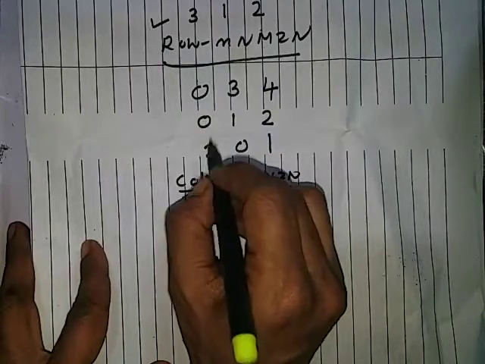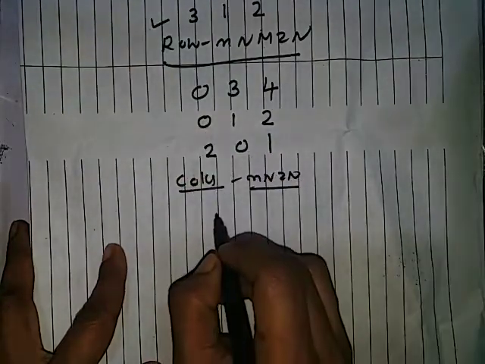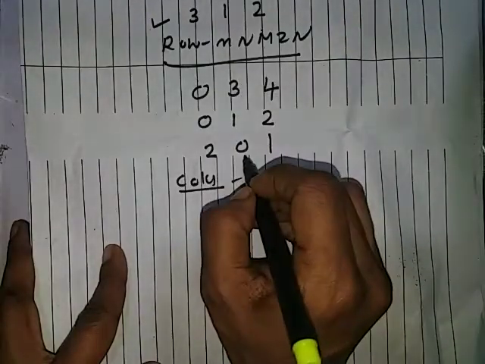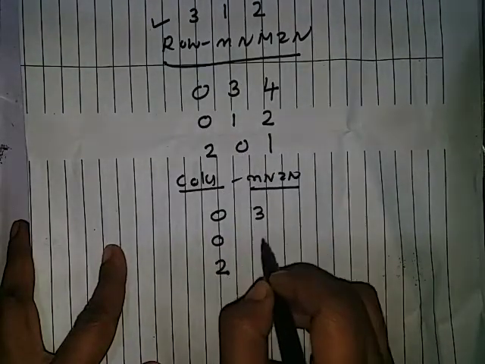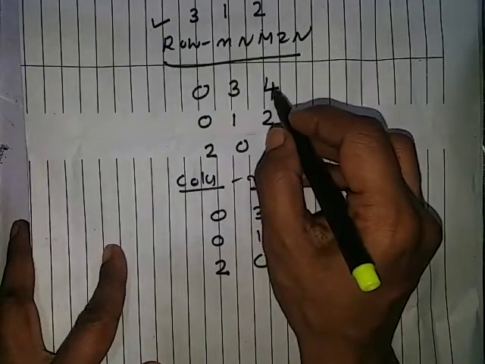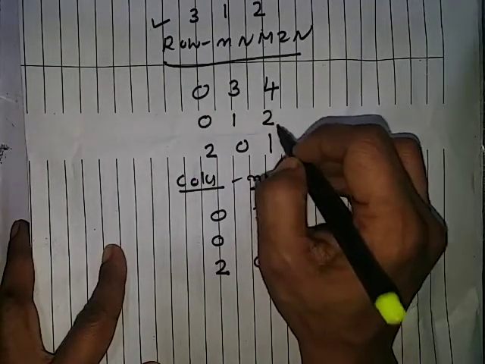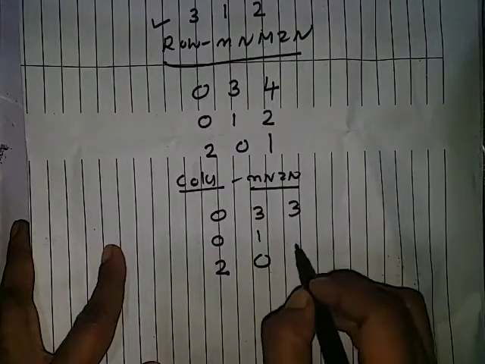First column minimum is 0, no need of any minimization. Second column also minimum is 0. Last column minimum is 1. Subtract 1 from 4, 2, 1. Okay, row wise minimization over, column wise minimization over. Next step is drawing minimum number of lines to cover all zeros.